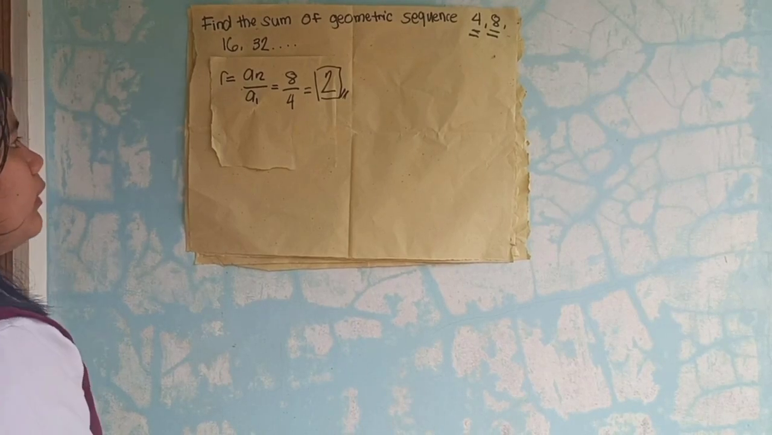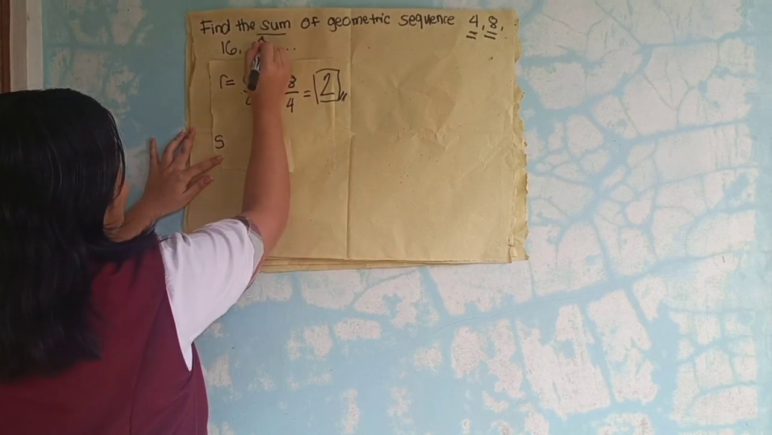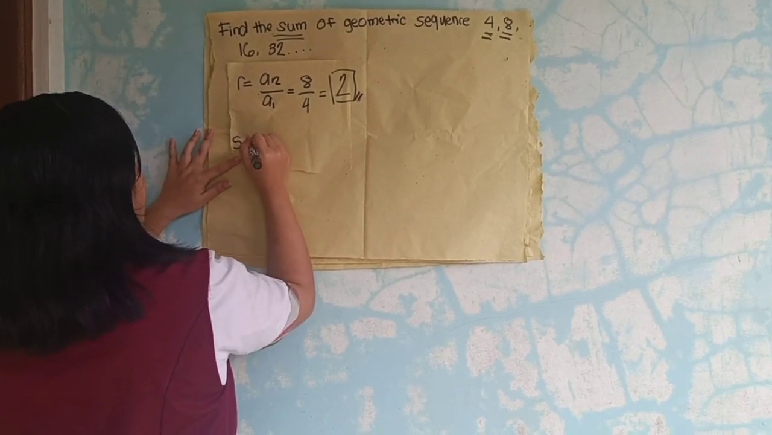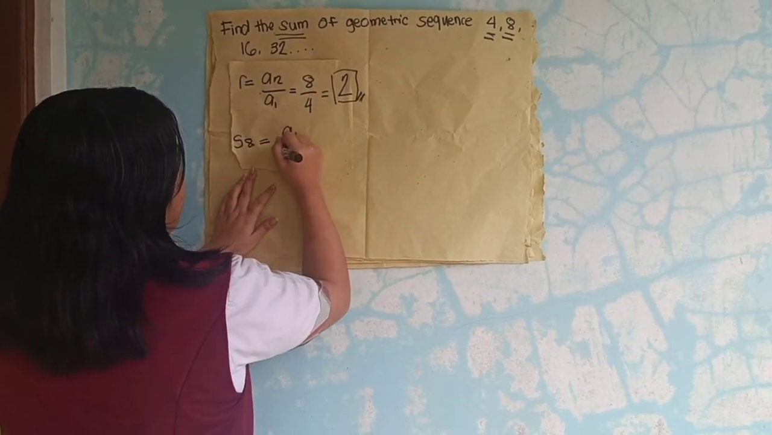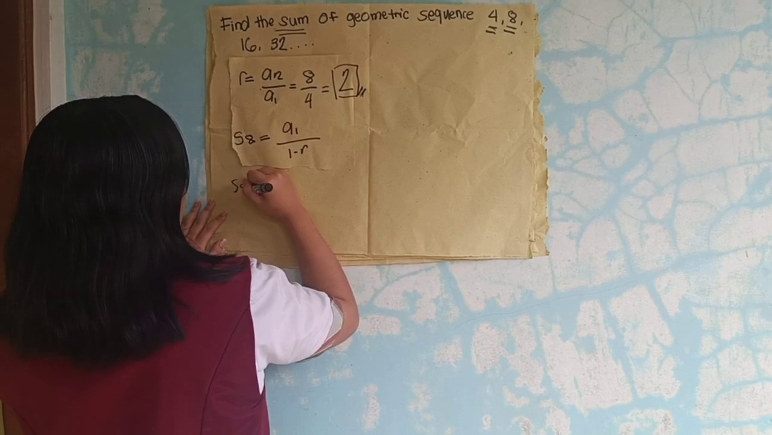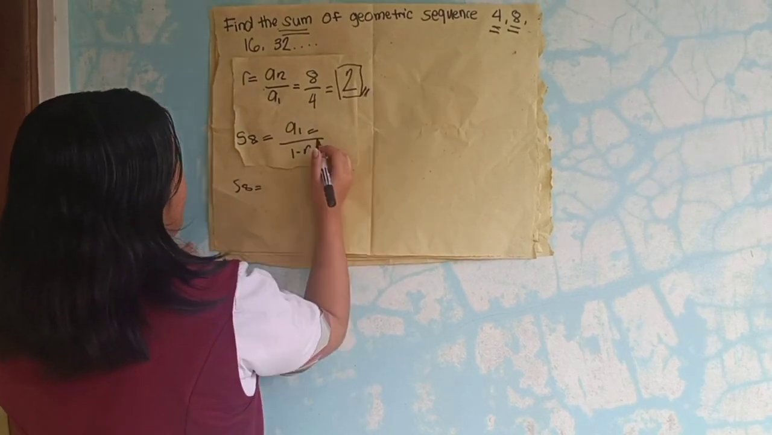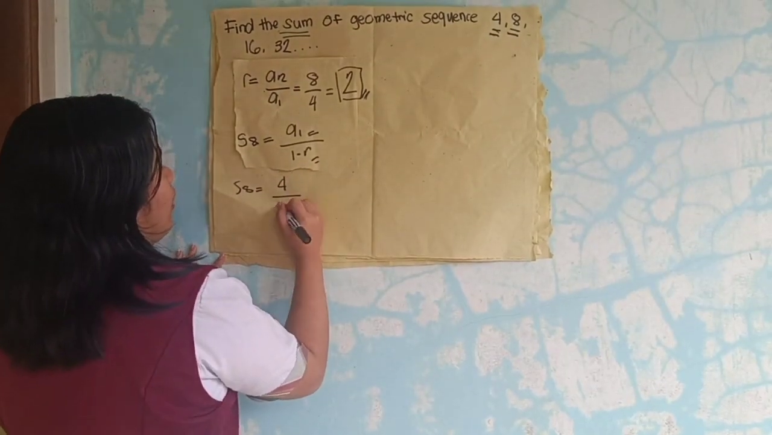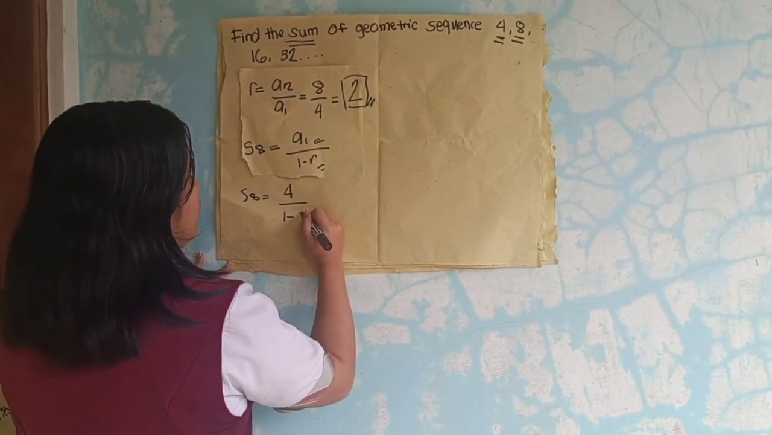After that, we will look for the infinite sum, since we are asked to find the sum. So the formula we will use is the one for the infinite series, S infinity equals a sub 1 over 1 minus r. So we substitute a sub 1 again and then the value of r. So, 4 over 1 minus, the value of r is 2.